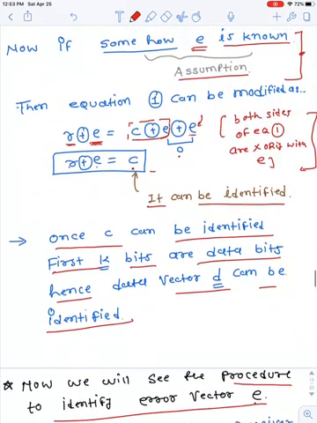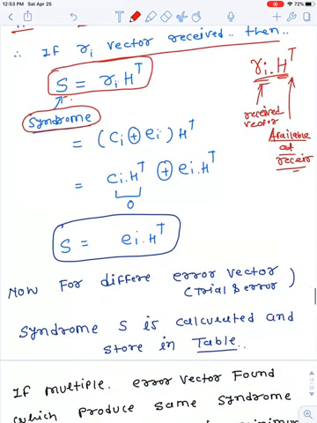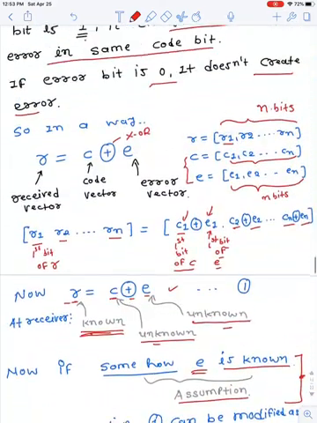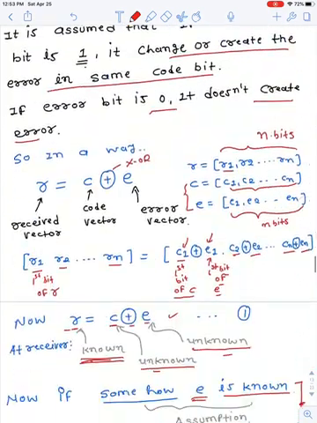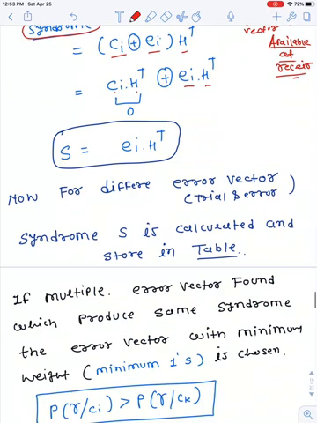Now we have already mentioned earlier that Ri is defined as Ci XOR Ei. If I put the same equation here, it is (Ci XOR Ei) multiplied with HT. If I individually multiply HT with both, it is Ci HT XOR Ei HT. We have already mentioned that if C and HT are multiplied, we get a 0. So this portion becomes 0 XOR Ei HT, and if you XOR something with 0, you get the same thing. So the syndrome S is obtained as Ei HT.